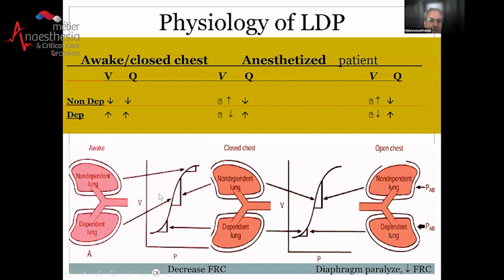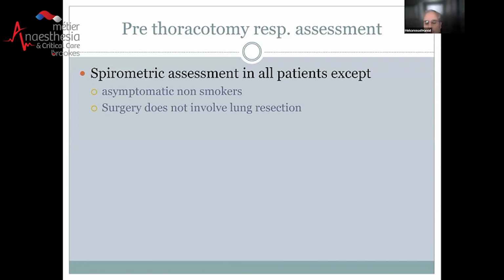the non-dependent lung becomes more compliant as compared to the dependent lung. So there will be more and more ventilation perfusion mismatch, and you will see hypoxia and other effects. So that was the physiology.